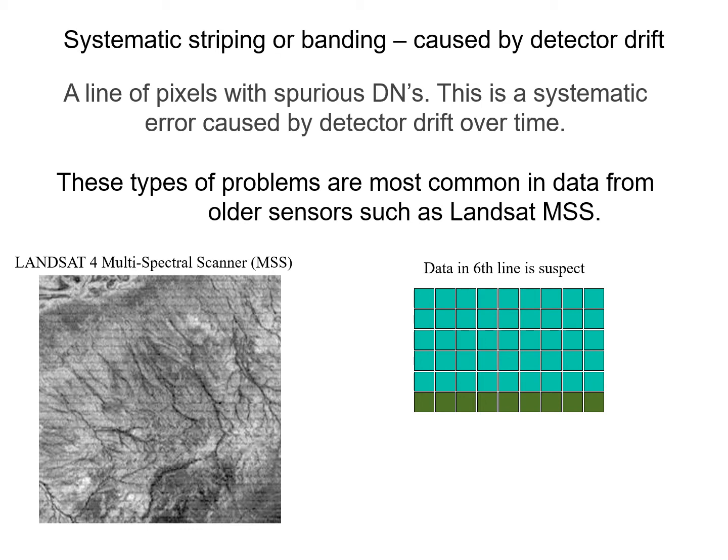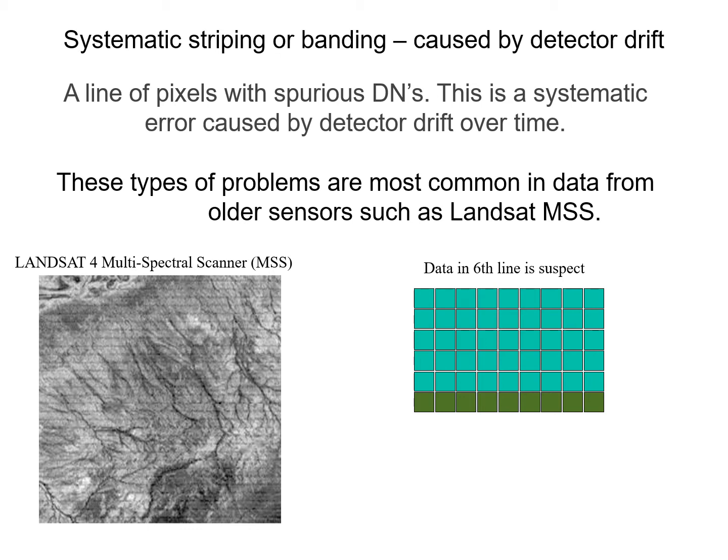MSS is a cross-track scanner, but rather than just making one observation every time it scans left to right or right to left, it's actually making 6 observations. You can imagine it as a paintbrush going left and right, or a whisk broom, as we say. But inside the broom, there are 6 pixels that are being scanned simultaneously.